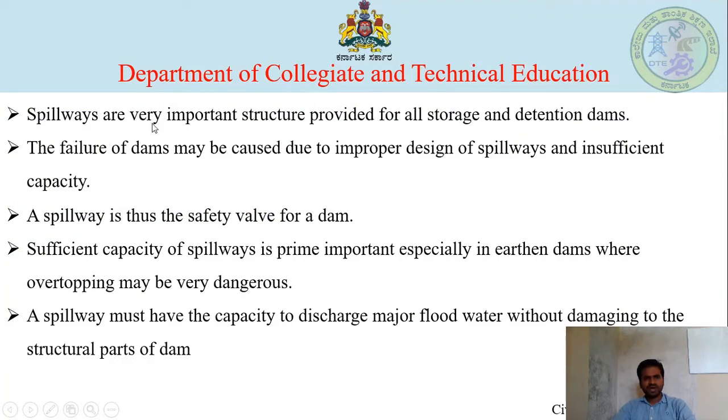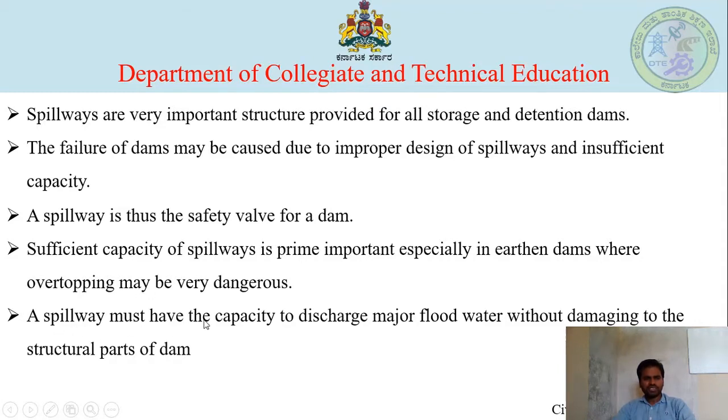Spillways are very important structures provided for all storage dams as well as detention dams. The failure of a dam may be caused by improper design and insufficient capacity of the spillway. The spillway acts as a safety valve for the dam structure. Sufficient capacity of the spillway is of prime importance, especially in earthen dams where overtopping may be very dangerous to the body of the dam. Hence, the spillway is a very important part.